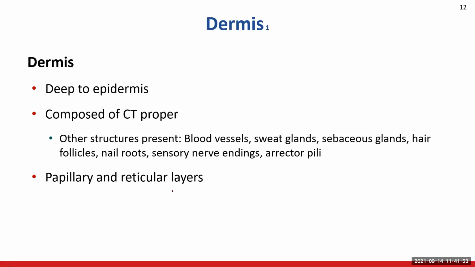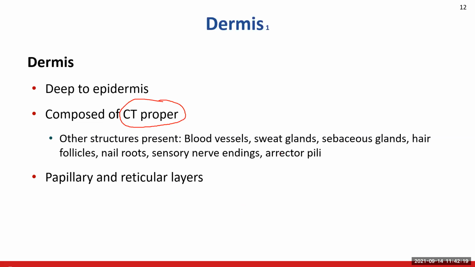Okay, so primarily the dermis is going to be made up of connective tissue proper. There's 2 types of connective tissue proper. There's loose and dense. All right, so we'll talk about some of the specific connective tissues here in a moment. But if you notice, like I said, this layer has all the stuff. Look, blood vessels, sweat glands, sebaceous gland, hair follicles, nail roots, sensory nerve endings, erector pili.